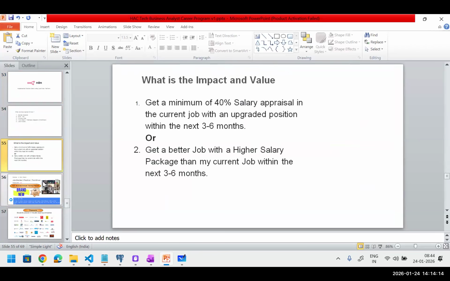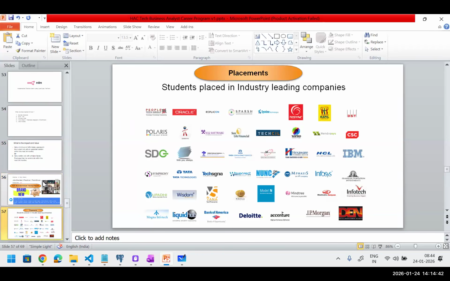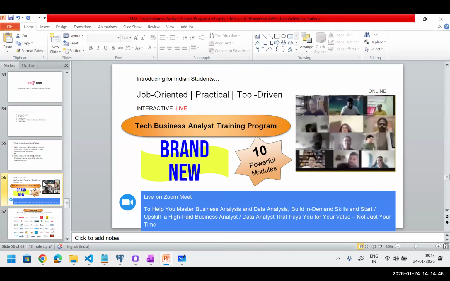All these will definitely create value for you, whether you're already a working professional, where it will increase your value, or if you're new, then there is a great possibility that you will get a job if you practice everything, create your resume and position yourself. And these are the modules that we are going to cover. I can show you the brand new 10 modules that we are going to cover.